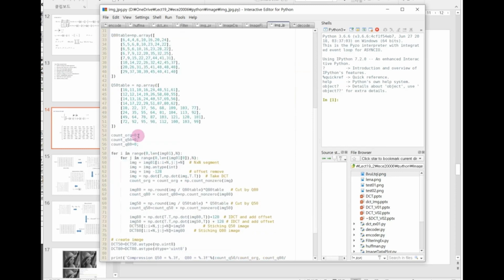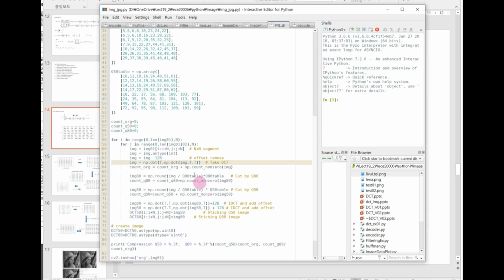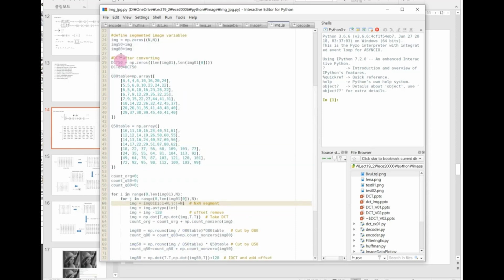And I would like to count the non-zero components for each image. This one is the original one. This one is the Q50 table compression, and this one is the Q80 table compression. So here, I calculate each segmented image. Firstly, each 8x8 image segment is converted here. Image 01 is the original image.